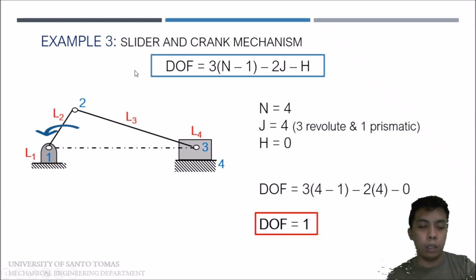Which is correct. By observing the mechanism, kahit hindi ko gamitan yan ng DOF, malalaman ko kagad yan na degree of freedom is 1. Because kapag umikot to at a certain axis, ang motion din ng other link is at the same axis. Hindi na sila gagalaw ng other motion.